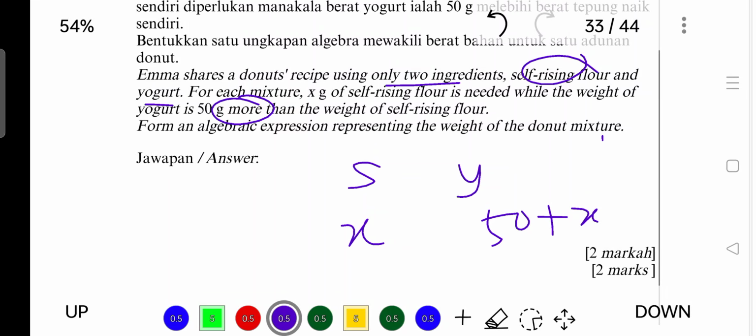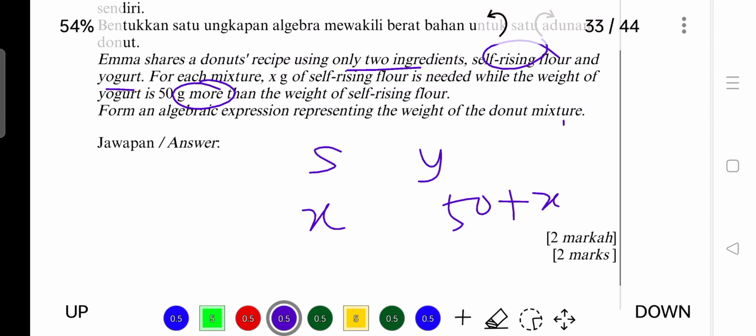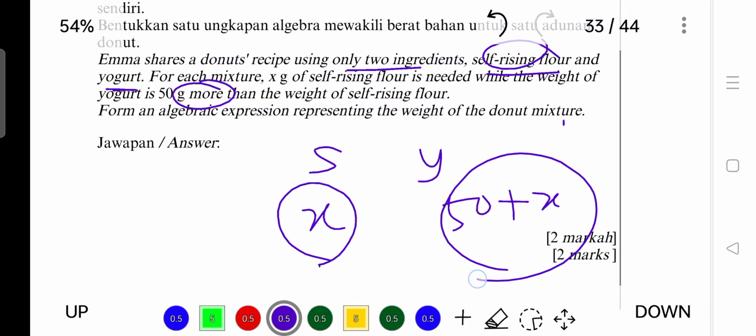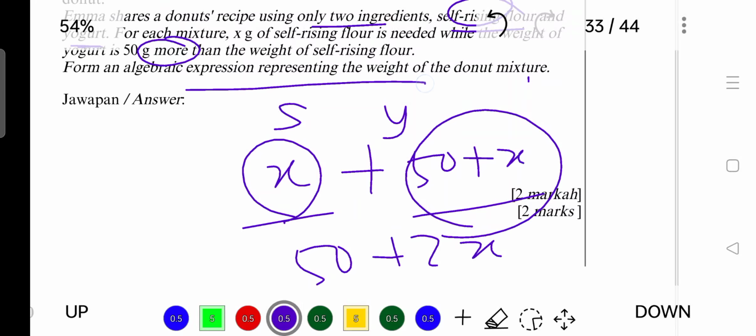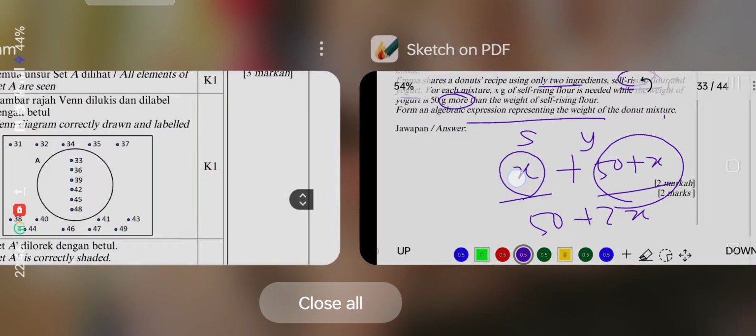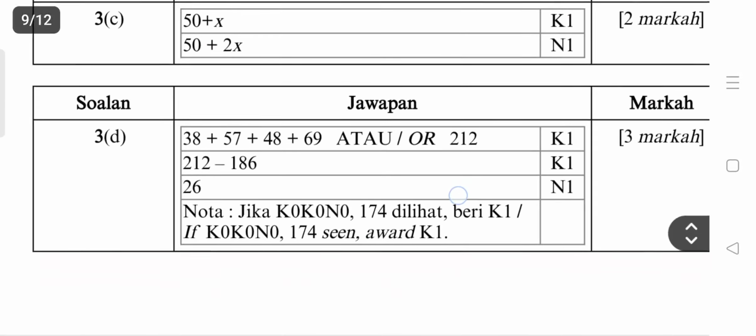So, can I do it like this? For each mixture, x gram of self-rising flour is needed, while the weight of the yogurt is 50 more than the weight of the flour. So we need this and we need this. When we add them together, it becomes 50 plus 2x, and this forms the weight of the donut mixture. Is that correct? Let's check our answer.